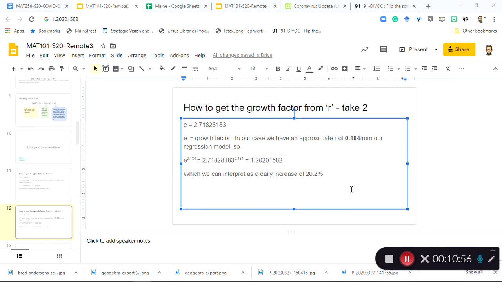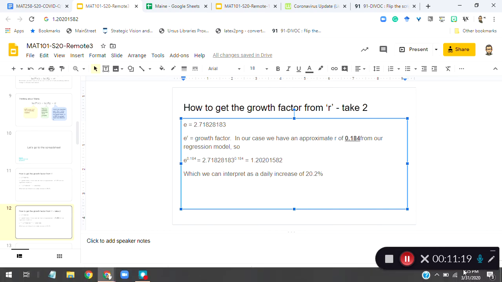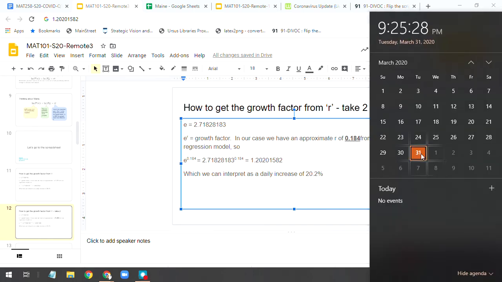All right. So when I took the 0.184 and I took e to that power, I get a growth factor of 1.2. So it'd be a 20.2% increase. And so, from now, if I wanted to think about what a prediction would be on the day that you can first view this video, so what's that? That's next Monday. So it's 1, 2, 3, 4, 5, 6.